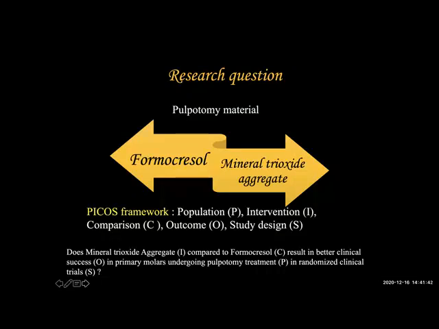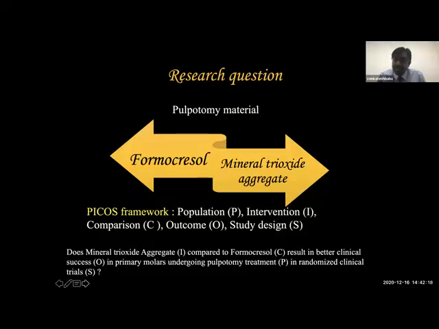If the intervention is more than one, can we add two interventions or two comparisons in our PICO? You should have two separate research questions, Prof. For example, Biodentine is also popular today. Your first research question compares MTA versus formocresol. The second compares Biodentine versus formocresol. If you want, the third compares MTA versus Biodentine.